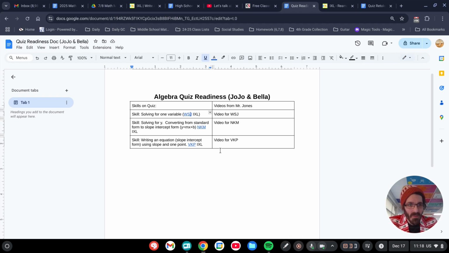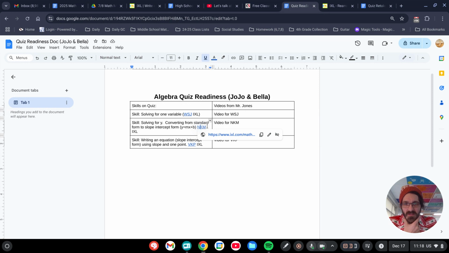Okay, second video I want to make for you is solving for y. So we'll be given an equation that's in standard form. We'll see what that looks like in a second, and we want to convert it into slope intercept form. Technically this is really just a different type of problem that's exactly like solving for one variable. In this case we're solving for y, but it's really the same skill.